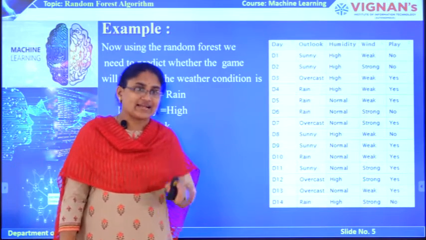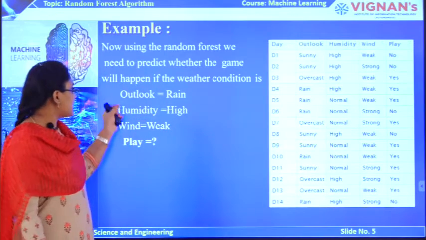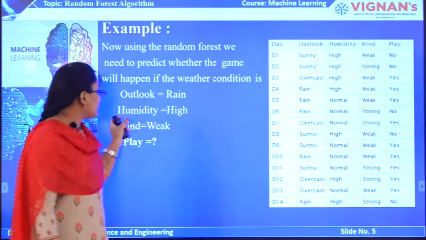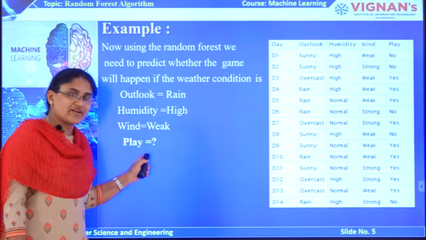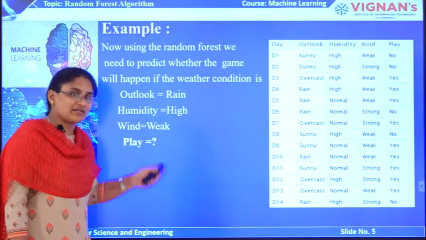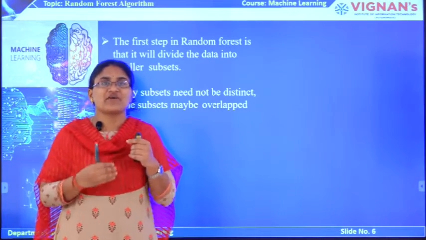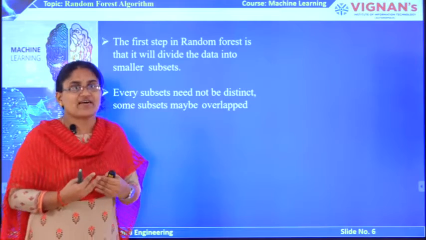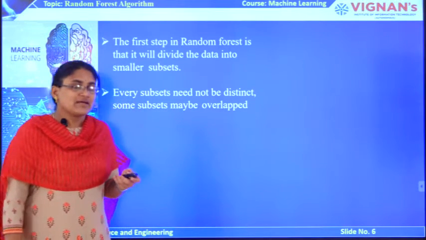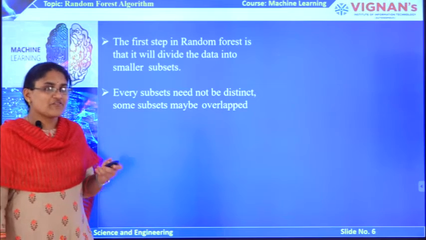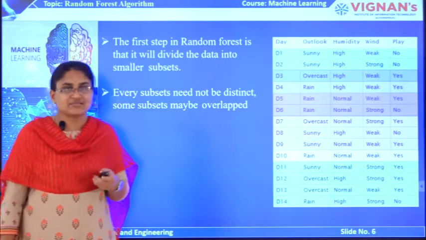This is our data set, and our main goal is to find, for a particular weather condition, whether the game will be played or not. The given conditions are: outlook is equal to rain, humidity is equal to high, and the wind is very weak. We have to find whether on that day the play was done or not. So now let's see how to use the random forest for finding the solution to our problem. Here first, as it is a bagging algorithm, in the very first step we have to divide the given data set into a number of subsets with random samples.